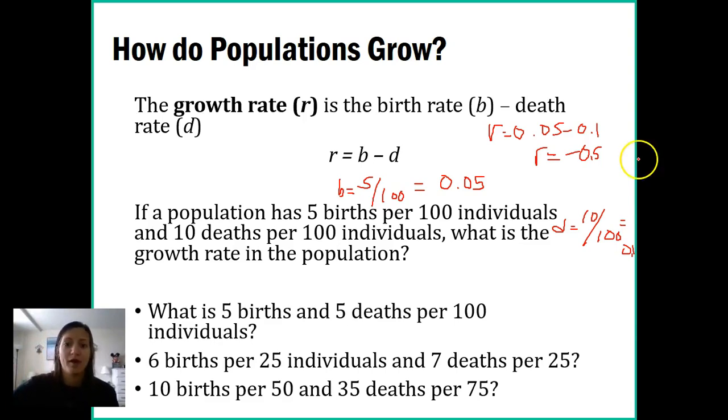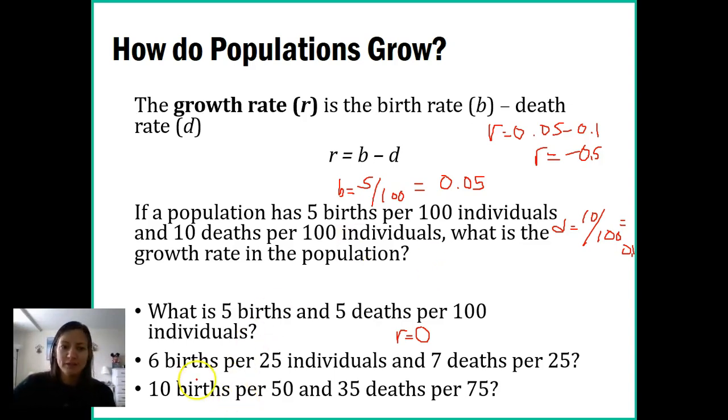So here are 3 other problems. I'll do the first one with you. So if we have 5 births and 5 deaths per 100 individuals, I could do all the math, but 5 minus 5 equals 0. So that's 0 out of 100. So in this case, R equals 0. When R equals 0, this just means the population isn't growing. This does not mean there are no births, and that's a really, really important distinction. As you saw, we did have births. It's just we had the same number of births as we did deaths.